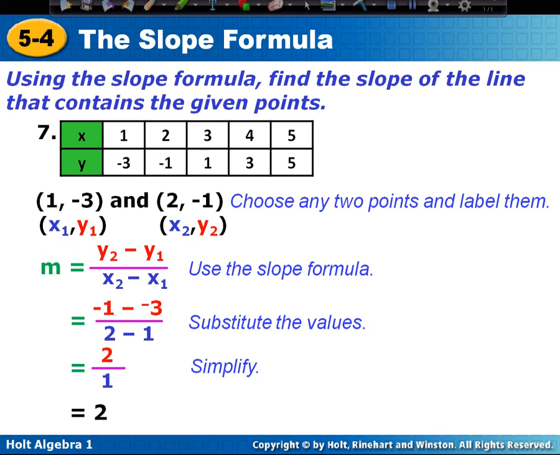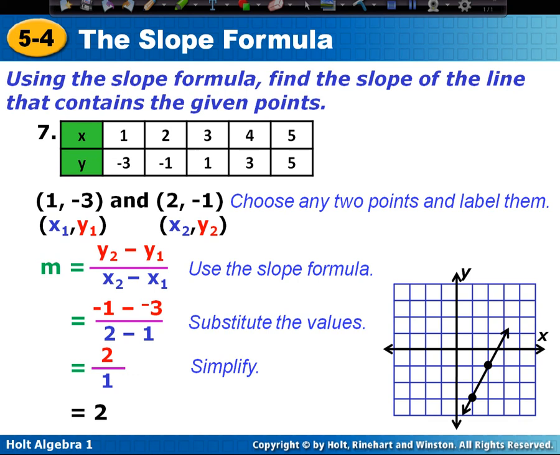And again, I should have gotten 2 no matter which points I used from my table. Take a minute, make sure you have this written down before you move on. And here's actually a graph of what that would look like.